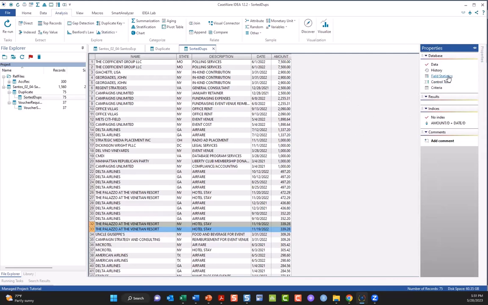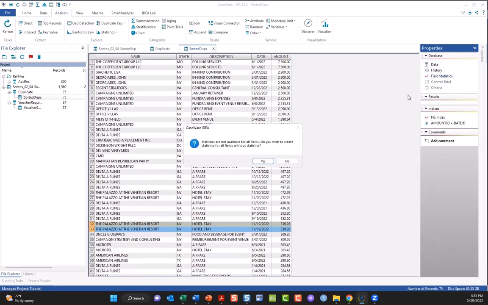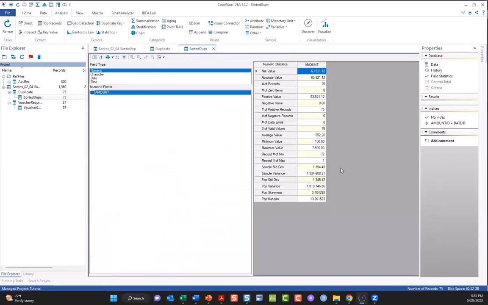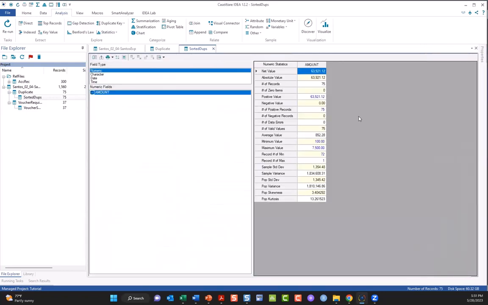We can go to field statistics. Not available for all fields. Do you wish to create? We'll go yes. And now we go net value and absolute value. Since those two are the same, it means there are no negative numbers. And so the total of all those duplicates is the number that you see over there.